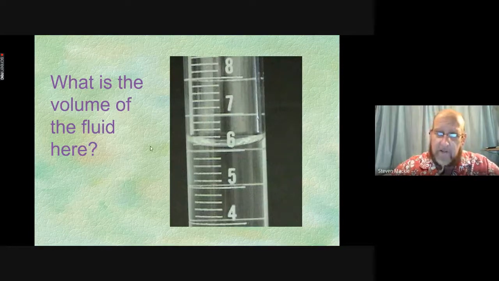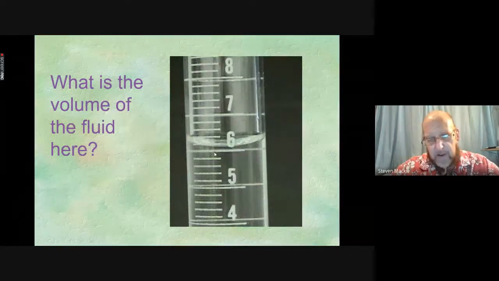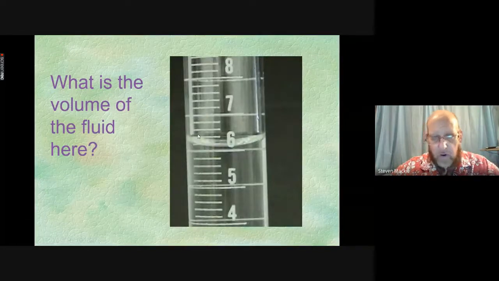Anyway, so when I study this, again, I see, look, here's 7, here's 8. The divisions are 1, 2, 3, 4, 5 between 7 and 8. So we know that between 7 and 8, 5 divisions means that this must be 7.0, 7.2, 7.4, 7.6, 7.8, 8. So over here, if we've got 6, we've got 6, 6.2, 6.4, 6.6, 6.8. And the question is, what's the volume of the fluid here?